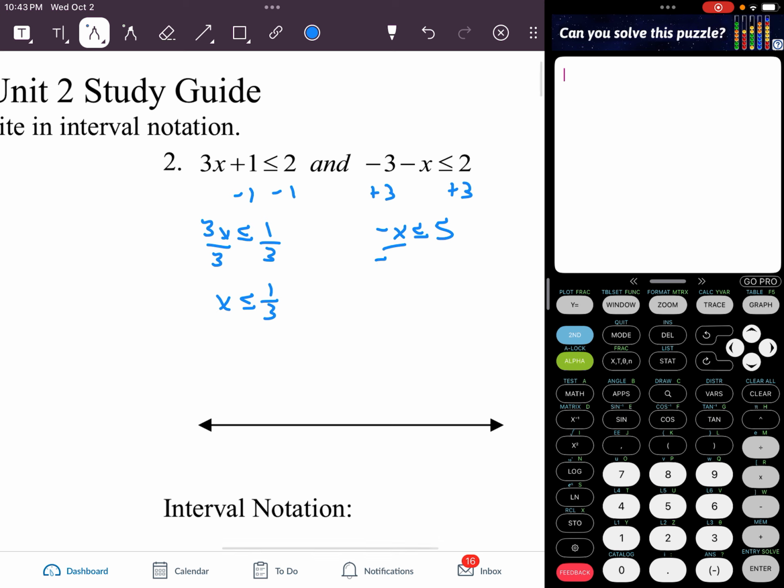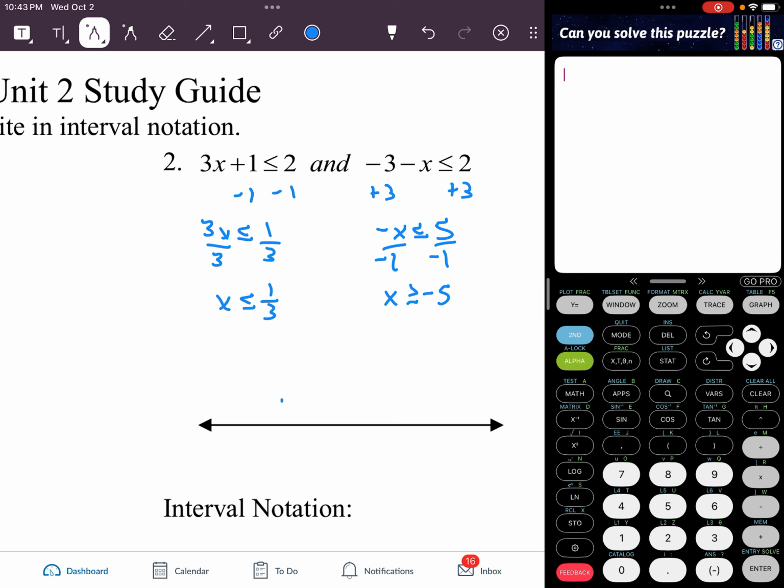Again, we have to divide by -1. So x will be greater than or equal to -5. Again, notice how I divided by a negative number and my sign flipped. Notice in the first part, I subtracted a number and nothing happened to the inequality sign.